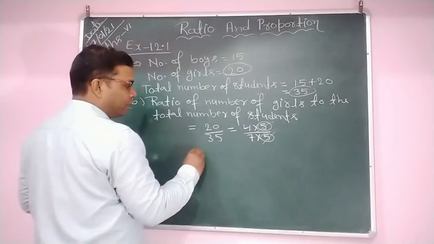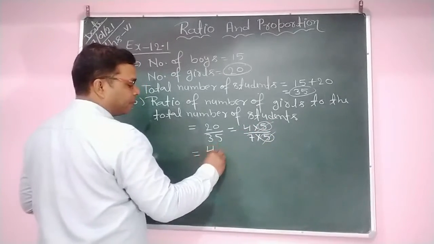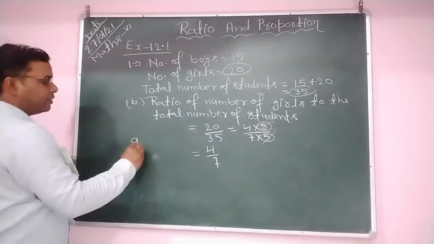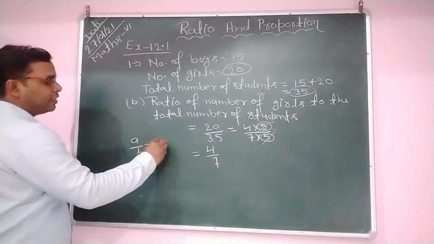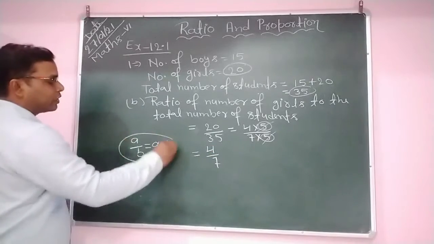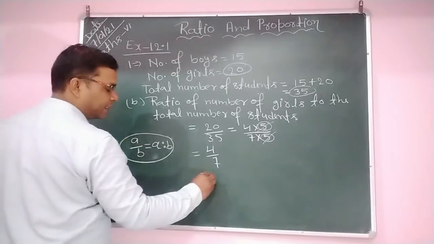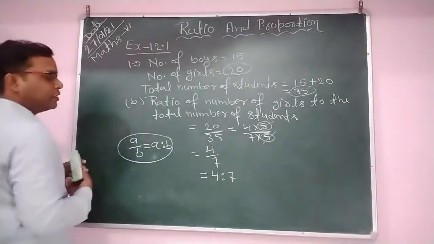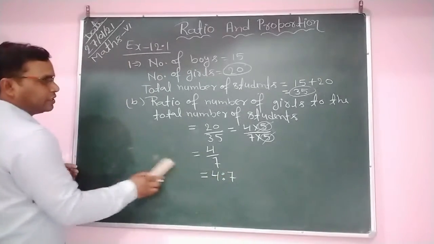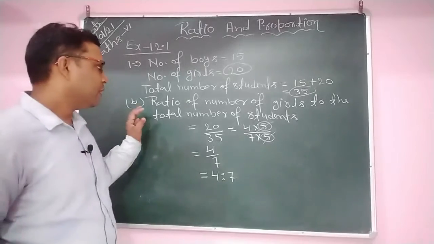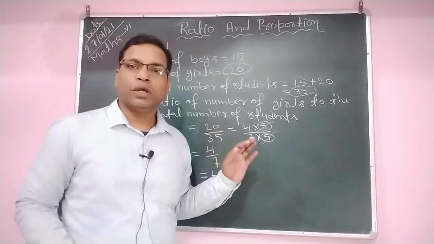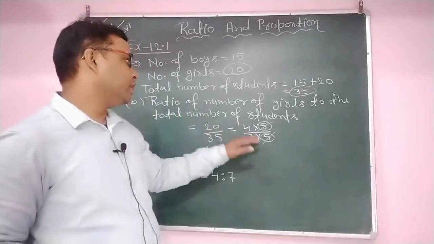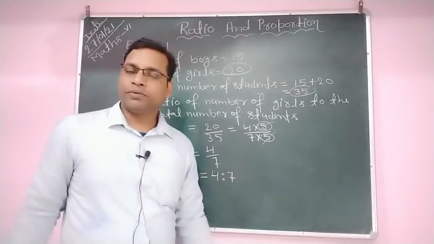So you can see in both numerator and denominator 5 is common, so it will be cancelled. Now we get 4 by 7, and as you know, A ratio B, A by B, you can write it A ratio B. So according to this, we write it 4 ratio 7. This is clear. So students, you can see here we found the ratio of the number of girls to the total number of students. This is equal to 4:7.